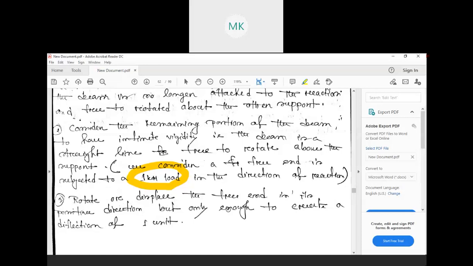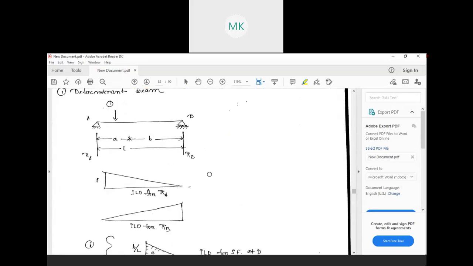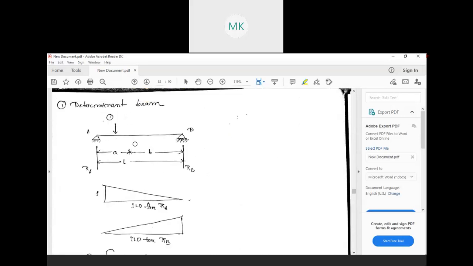After this, rotate or displace the free end in the positive direction, but only enough to create a deflection of 1 unit. So that we get a deflection of 1 unit when we rotate the beam in the positive direction. Okay, let's discuss one numerical, then it will be easier for you. So this is a determinate beam. So 1 unit load is applied at a point somewhere.